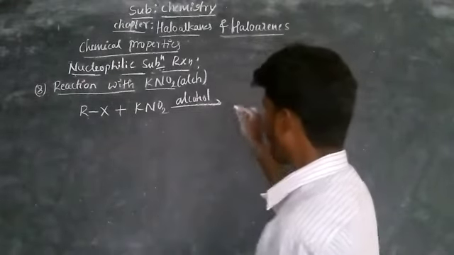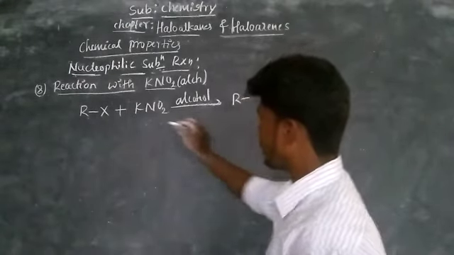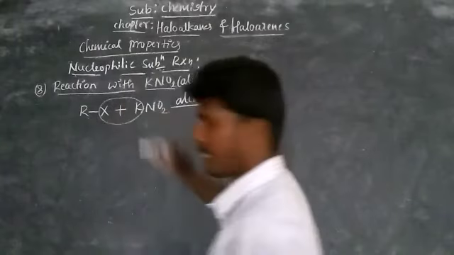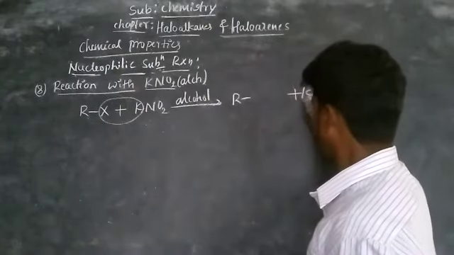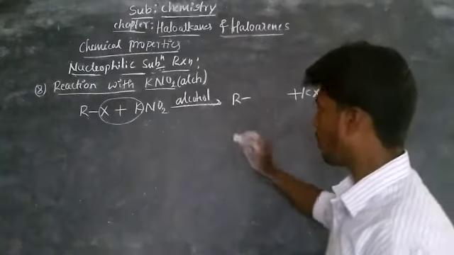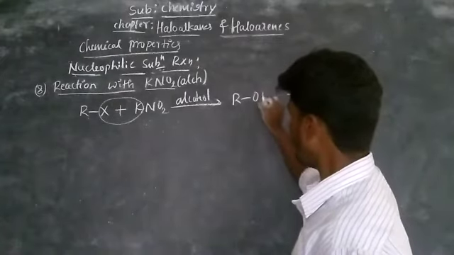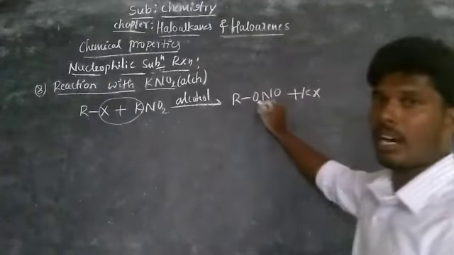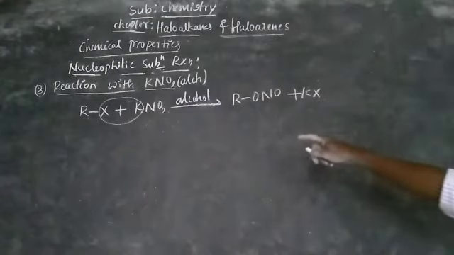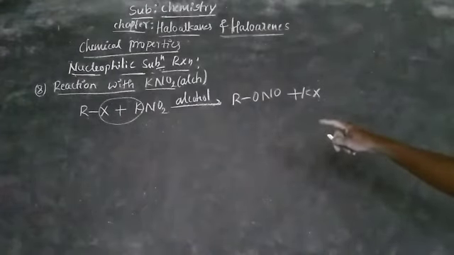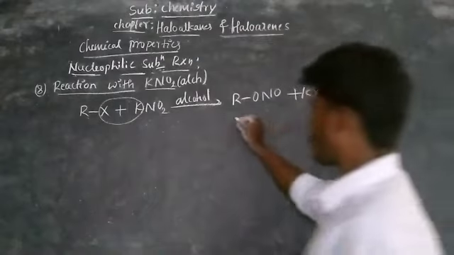Alkyl nitrite compound, that is R bond, this K and X become KX, and you get a compound like R-O-N=O. You should write it like that: R-O-N=O, like that only you have to write. You get an alkyl nitrite compound.